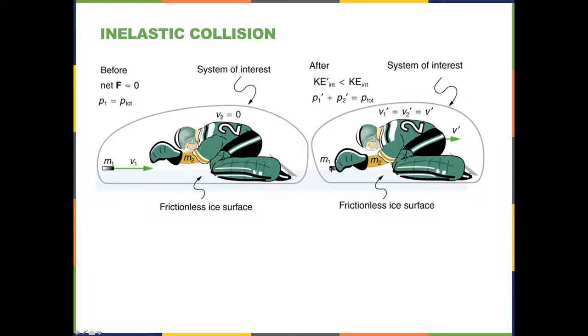After he catches the puck, the new momentum is going to be equal to the sum of the two, the goalie and the puck. And this new momentum total has to be equal to the old momentum total. However, the internal kinetic energy before the collision is going to be greater than the internal kinetic energy after the collision, because something is lost in the transfer. So let's take a look at that.